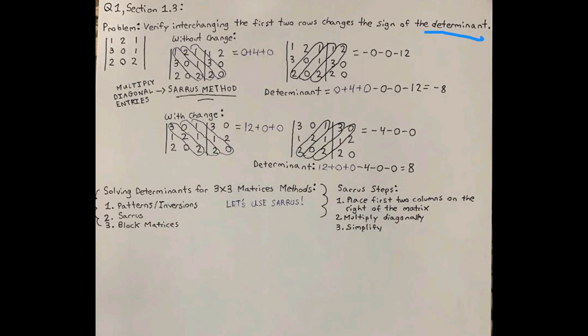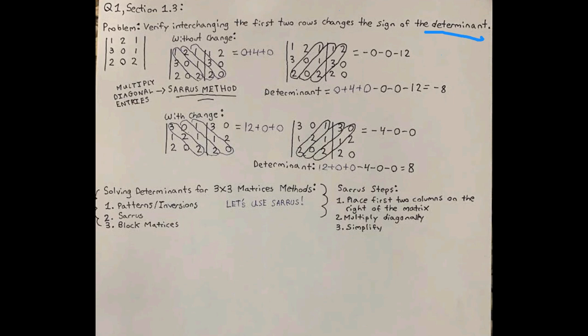So the first thing I wanted to do here was basically first define what Sarrus is, which is multiplying diagonal entries. So using the example without changing the first 2 rows, the first thing you do in the Sarrus method is you take the first 2 columns, which would be in this case vectors 1, 3, 2, and 2, 0, 0, and you simply place them to the right of our 3 by 3 matrix.